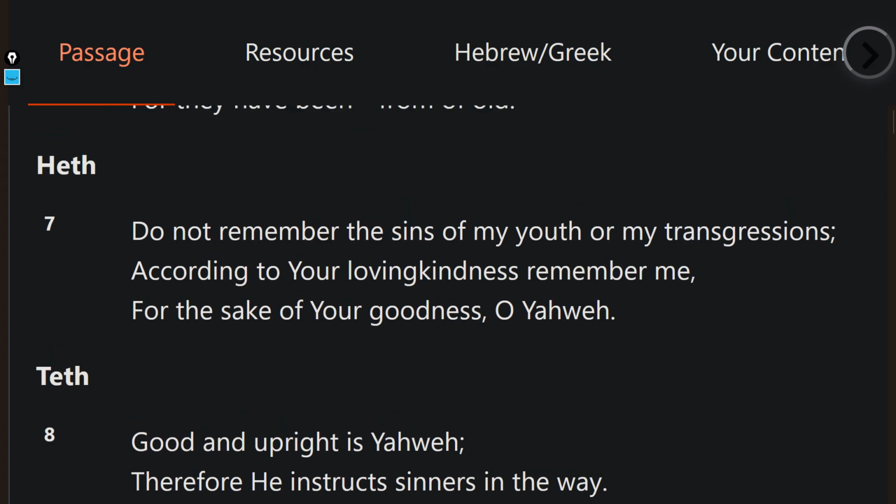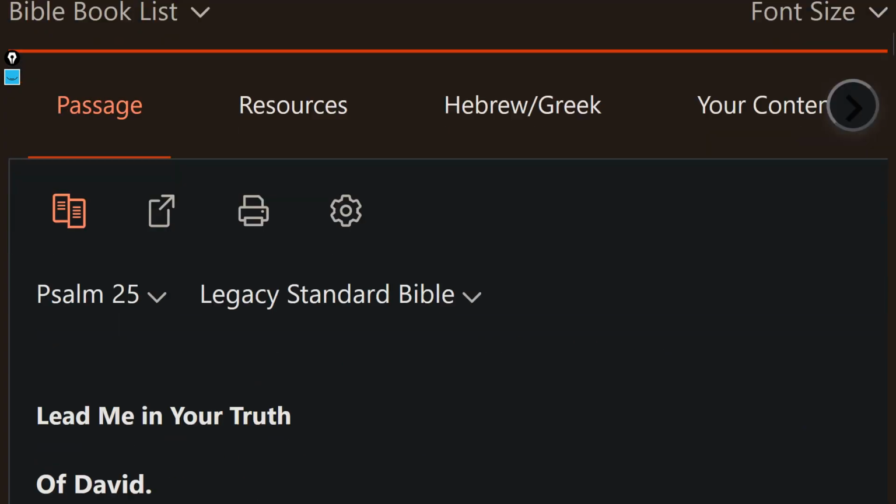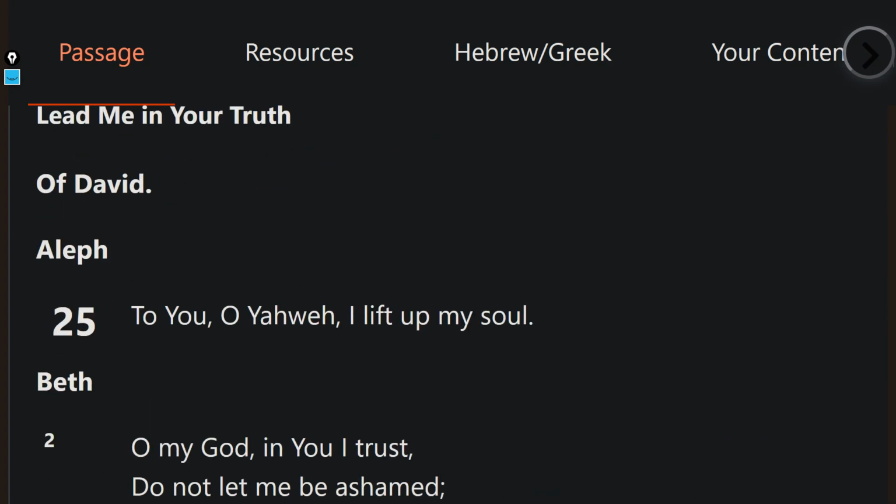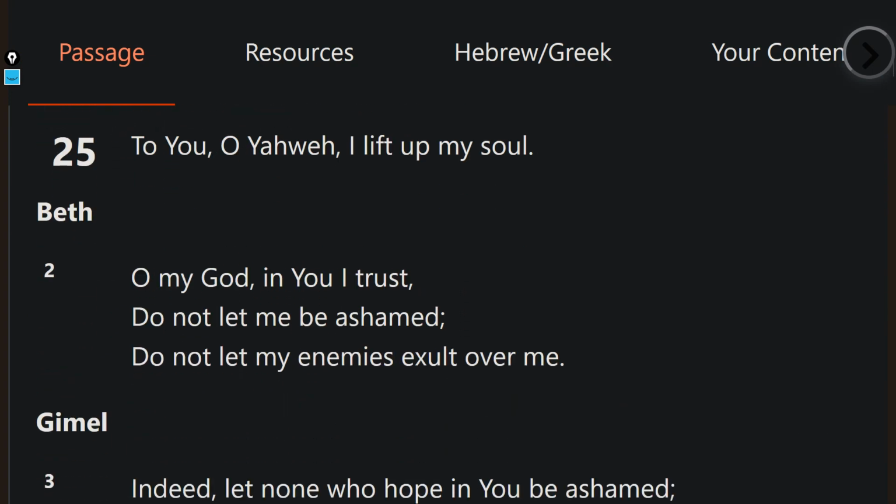We see this a lot in Psalms specifically. Every once in a while you'll see it elsewhere, but Psalms is the main place in which you'll see this. So, Psalm 25, there's not much to talk about because you get to see there are little sections. Psalm 25, verse 1.